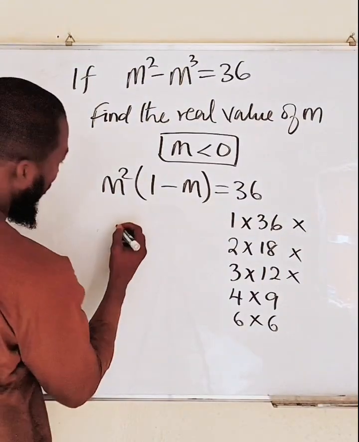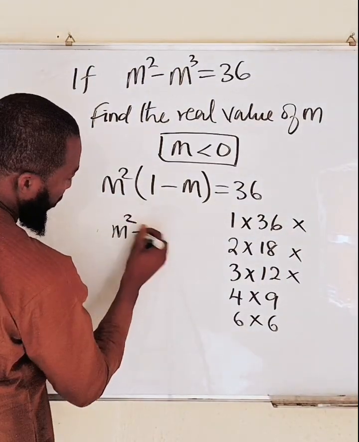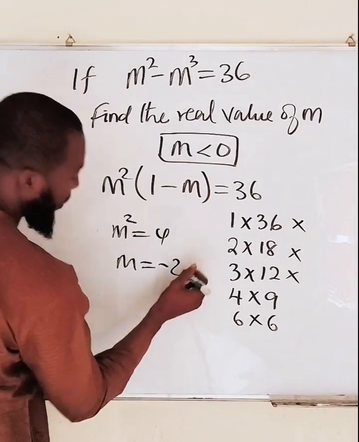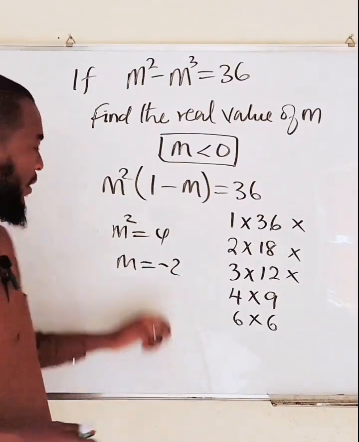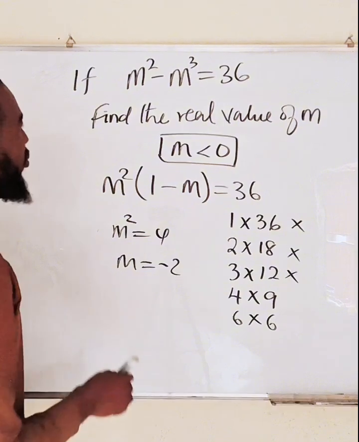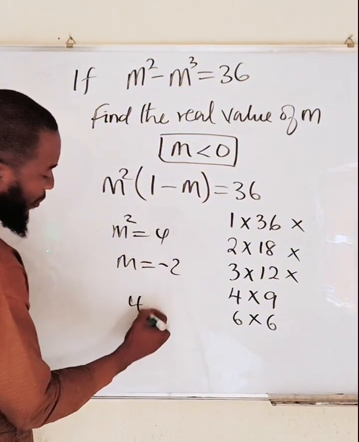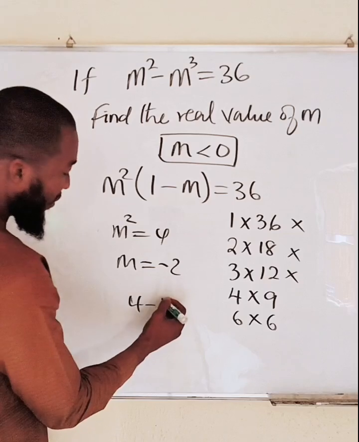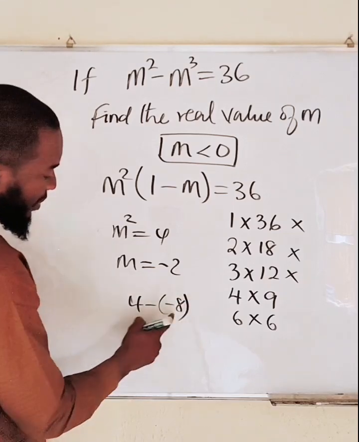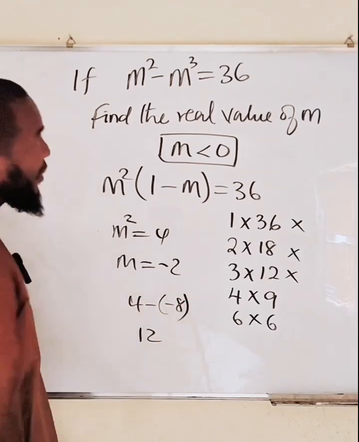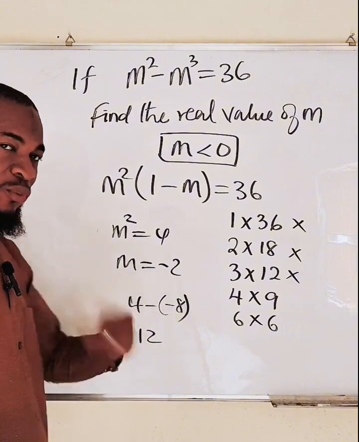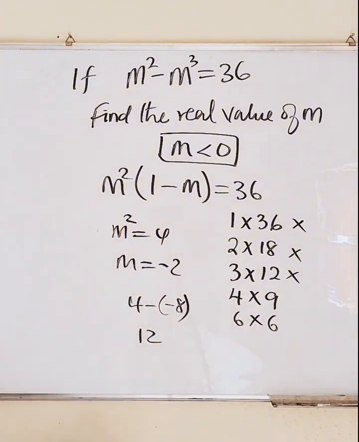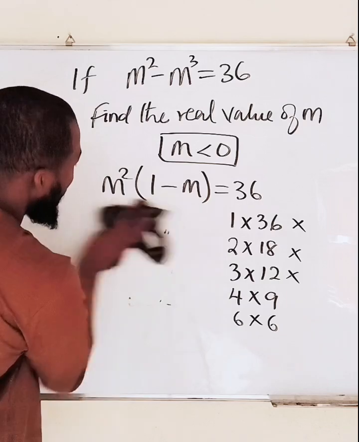If m squared is 4, it means that m is negative 2. Forget the plus 2. So let's confirm. m squared, negative 2 squared is 4, minus negative 2 cubed, which is negative 8. This and this is 12. 12 is not 36. But you can switch them because 4 and 9 are both perfect square numbers. So let's switch them and see.